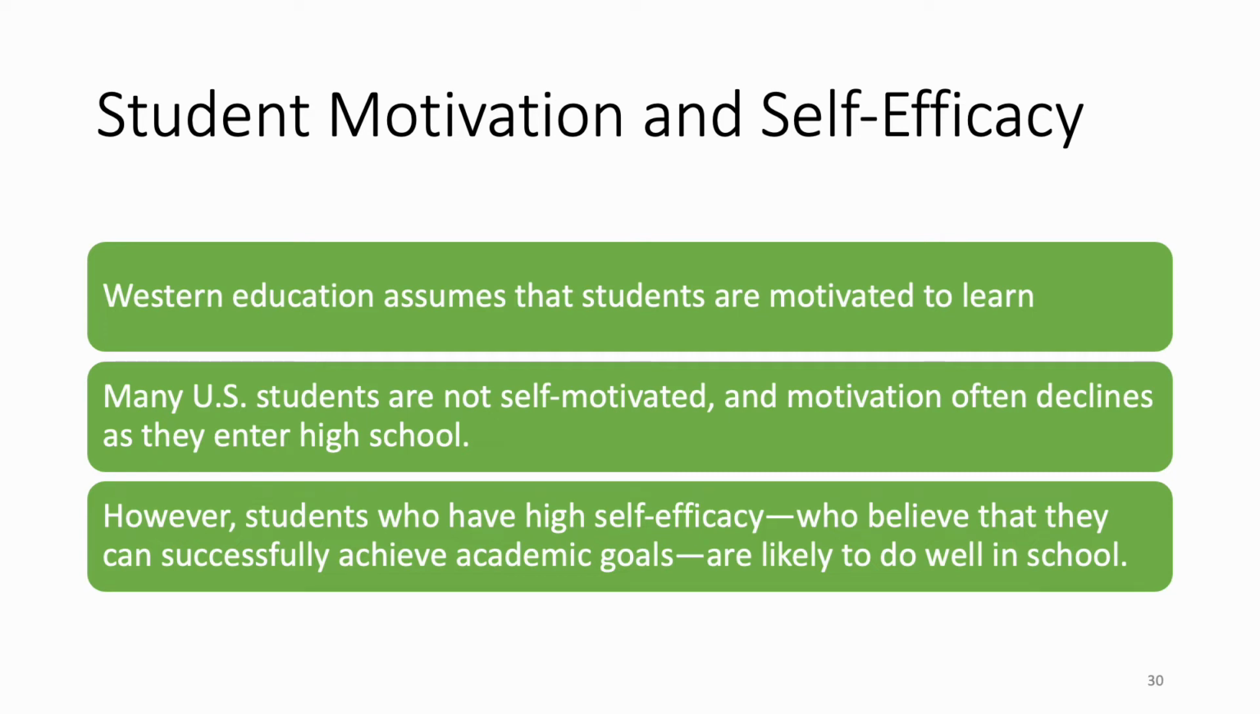In Western education, we kind of assume that students are motivated to learn. Many U.S. students are, however, not self-motivated, and motivation often declines as they enter high school. However, students who have high self-efficacy, who believe that they can successfully achieve an academic goal, are more likely to do well in school. This is to say, like the little train, I think I can, I think I can, I think I can. If you think you can, you are more likely to achieve your goal.